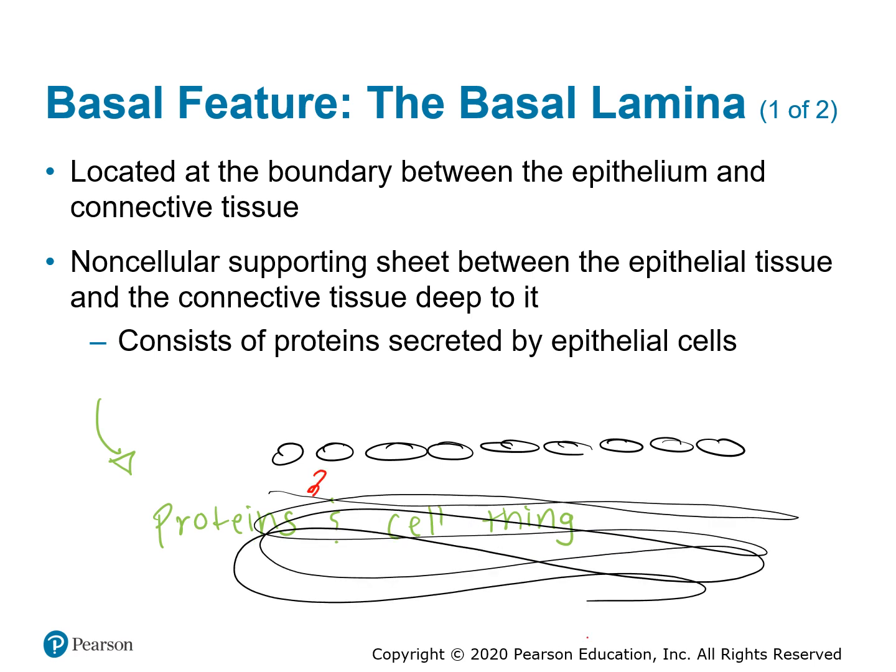So all of these proteins kind of in the middle. These proteins are secreted by your epithelial cells. Okay. So it's important about basal lamina, a non-cellular supporting sheet between the epithelial tissue and the connective tissue underneath. This basal lamina has a couple of functions.